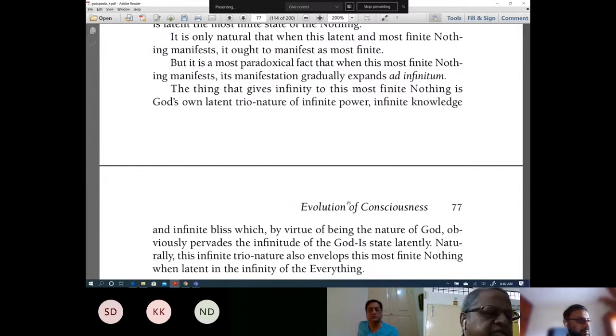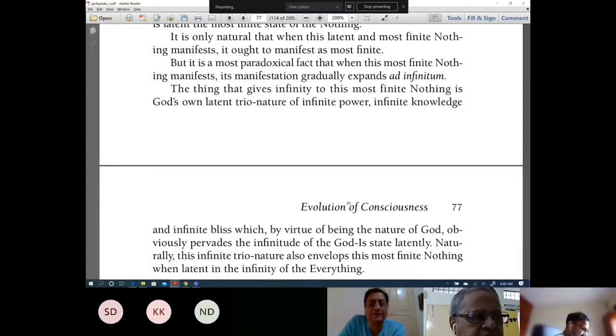Anybody wants to take a crack at explaining this? In Sanskrit, the name of this trio is Satchidanand. There are three words actually.